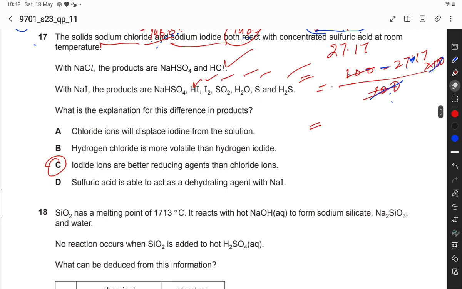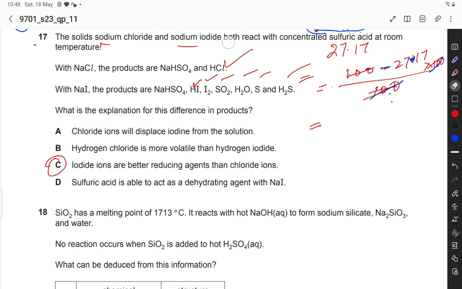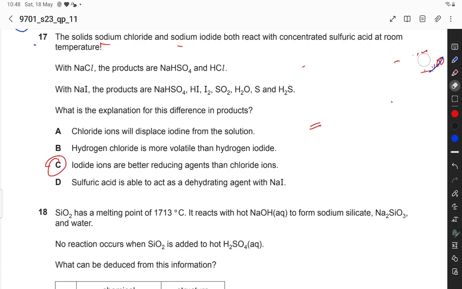The solid sodium chloride and sodium iodide both react with concentrated sulfuric acid at room temperature. With sodium chloride, products are NaHSO4 and HCl. With NaI, products are NaHSO4, HI, iodine, sulfur dioxide, water, sulfur and H2S. What is the explanation for this difference in products?